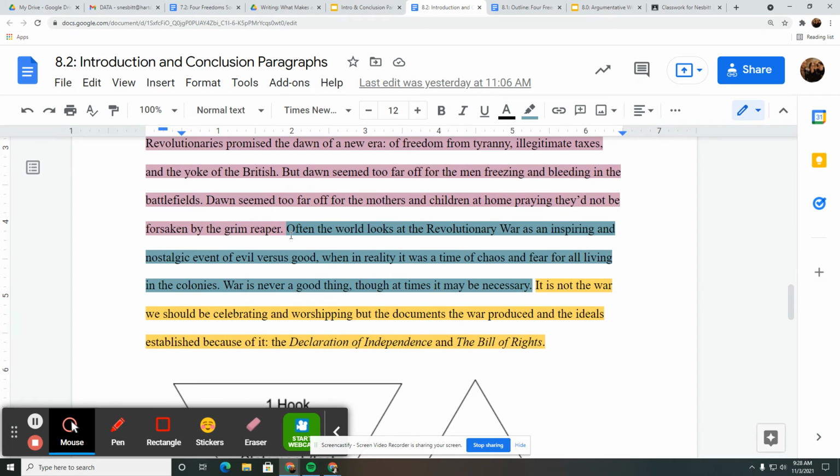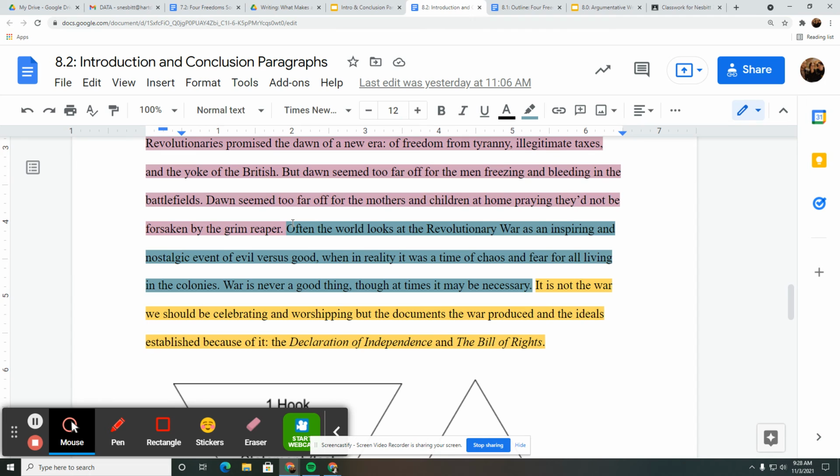Now here's my narrowing transition. Notice how it takes these descriptions and it connects it to the prompt. Often the world looks at the Revolutionary War as an inspiring and nostalgic event of evil versus good, when in reality it was a time of chaos and fear for all living in the colonies. War is never a good thing, though at times it may be necessary. Okay, so that's my narrowing transition. So I'm saying this is what people think. However, we're going to start talking about war here.